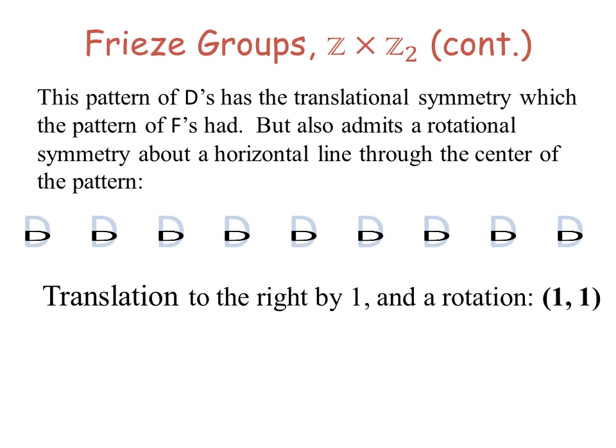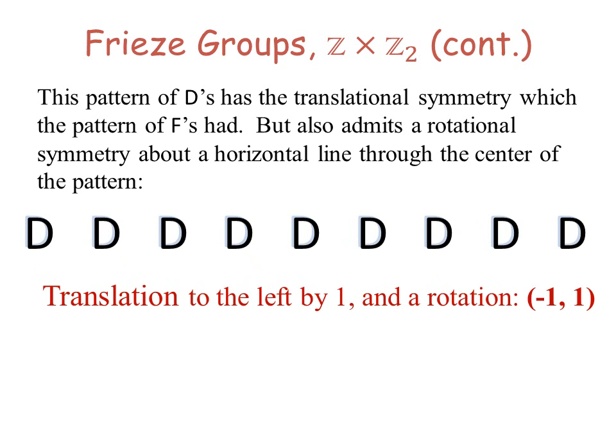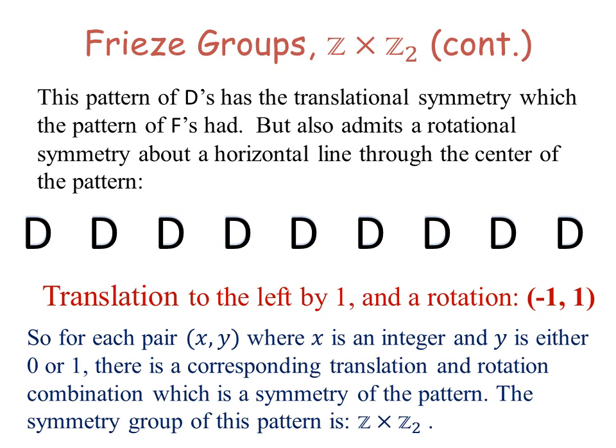We can translate to the right by 1 with 1 rotation. We associate this with the pair 1, 1. We can translate to the left by 1 with 1 rotation. We associate this with the pair -1, 1. So for each pair x, y, where x is an integer and y is either 0 or 1, there is a corresponding translation and rotation combination which is a symmetry of the pattern. The symmetry group of this pattern is Z cross Z2.